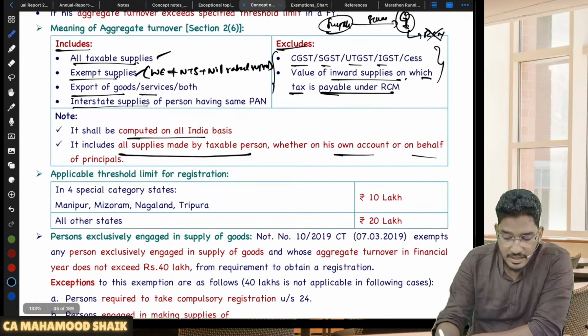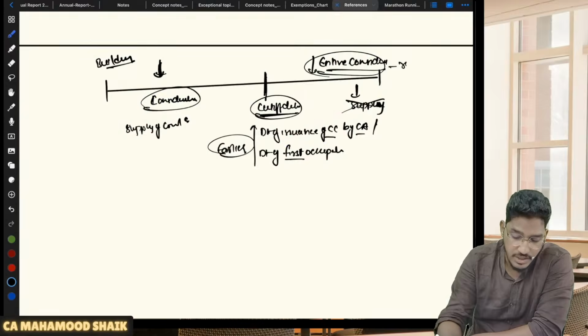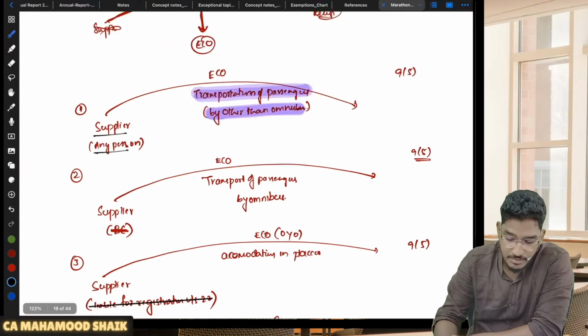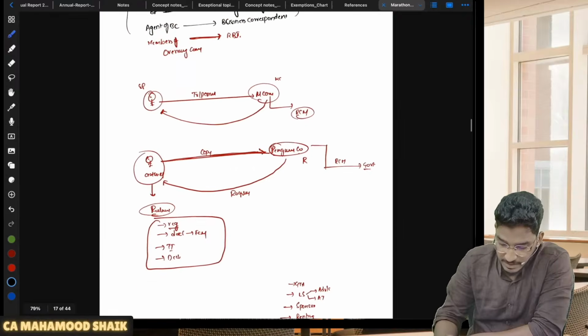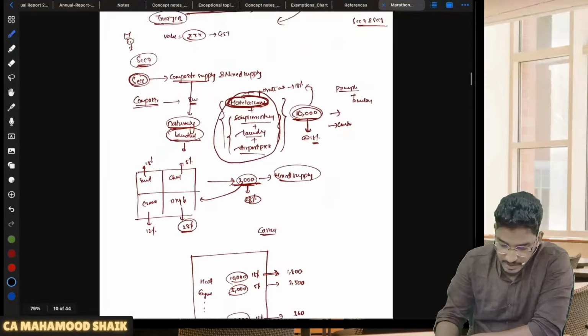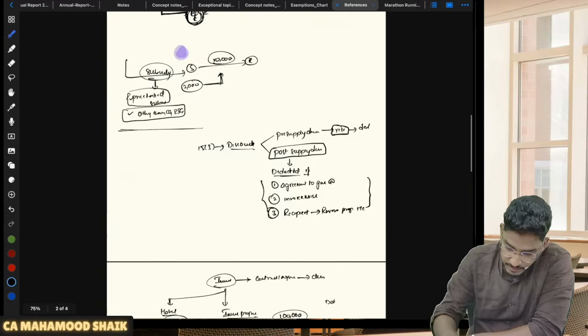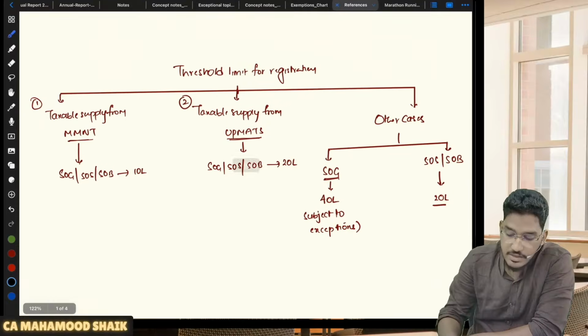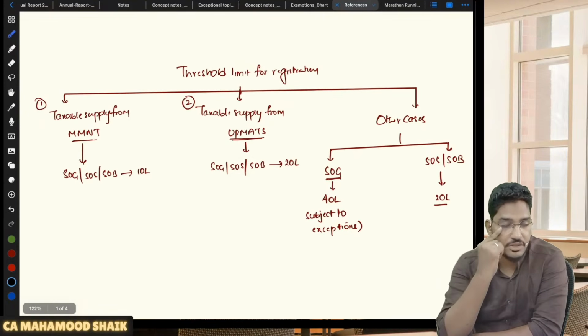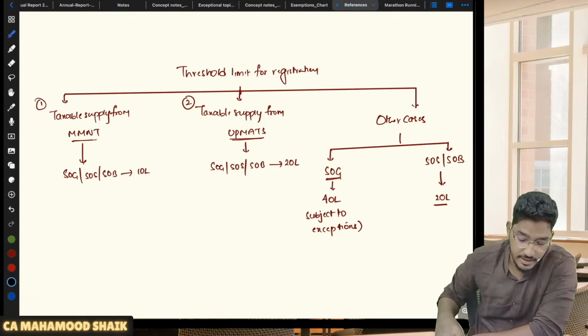So we have understood what is an aggregate turnover. Now we have to check the applicable threshold limit. Very important. Sir, what will be the applicable threshold limit? So what is the limit applicable? This also I will try to explain with the help of one thing I have here. Yes. Sir, what is the applicable threshold limit for registration? I will tell you in a simple way. Let us try to understand it.